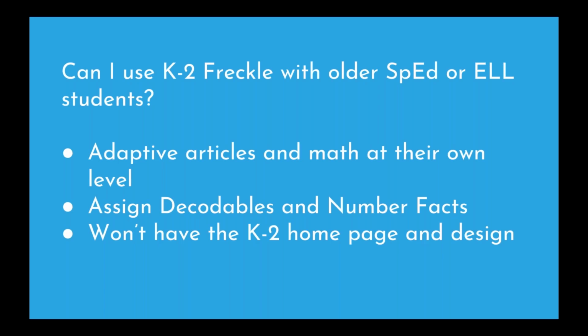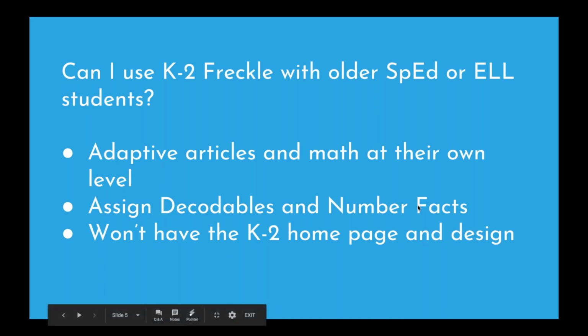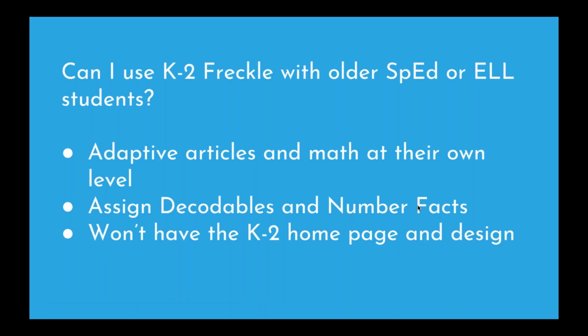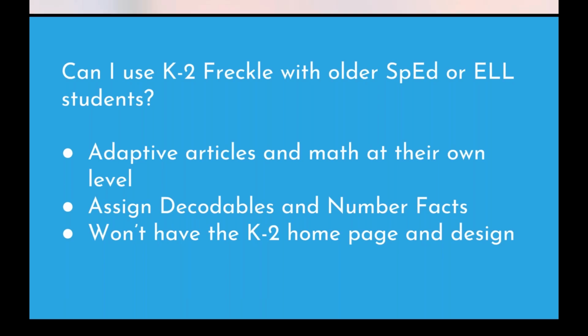The reason for that is that we don't want them to feel segregated. We don't want their peers walking by and saying, oh, your Freckle looks babyish or something like that, that would kind of hurt their self-esteem or be counterproductive. So they're still going to have the older looking design. They're just going to have K-2 level problems. So that's the answer to that question. And with that, let's go ahead and jump in and take a look at the product.